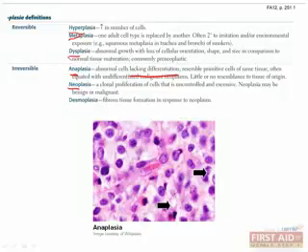The last one is desmoplasia. You probably won't need to know this one, so just remember that this refers to fibrous tissue formation. And honestly, I don't know what desmo means.